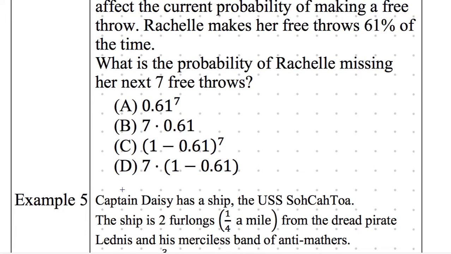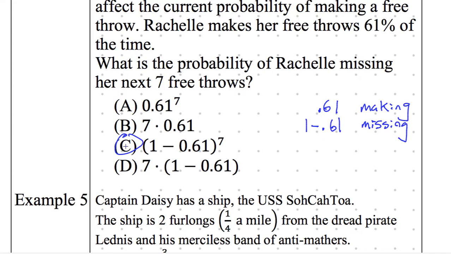A, B, C, or D? Well, the chance of making it would have been 0.61. Oh wait. The chance of missing it is 1 minus 0.61. This is making, this is missing. And then I have to do that 7 times. So the answer is C. Got it right. On point for Daisy.